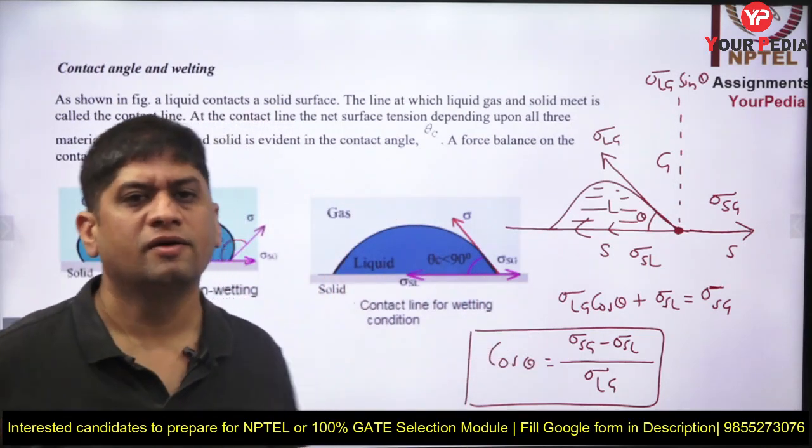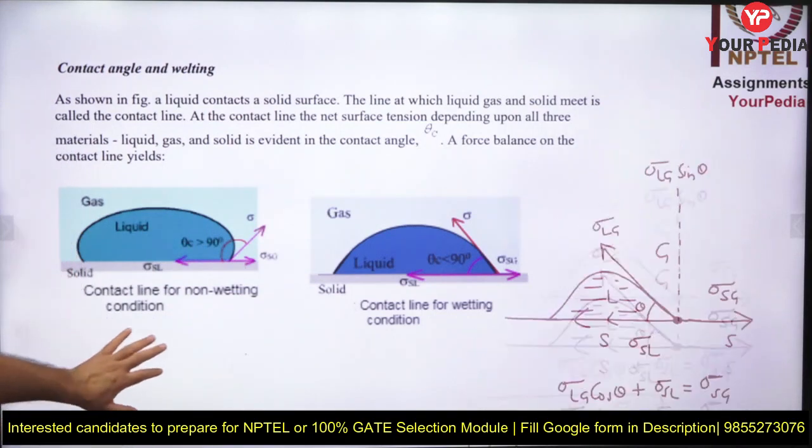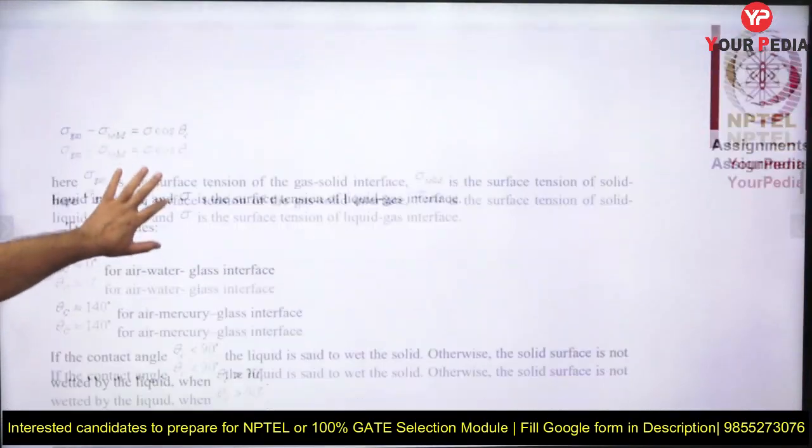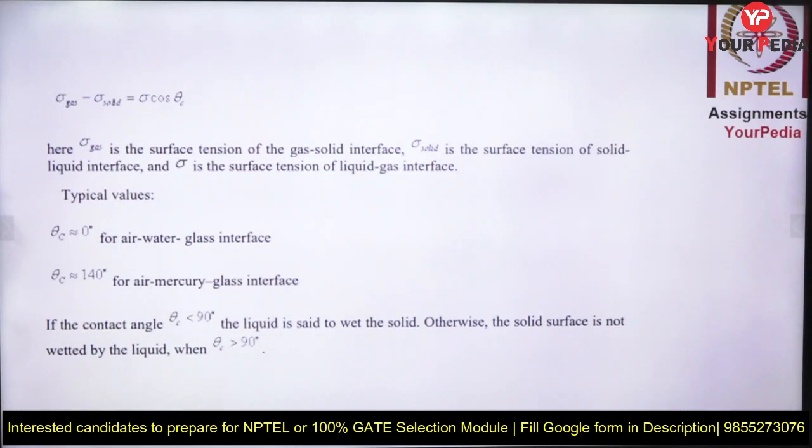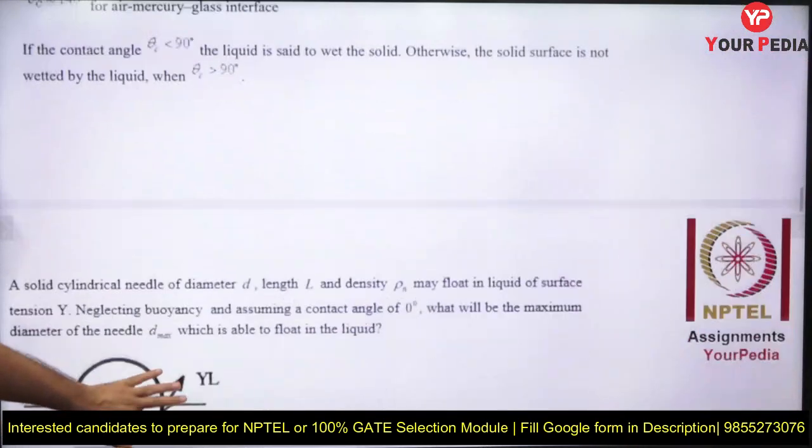So the angle of contact decides whether there will be proper spreading or wetting or not, this is how it is decided. Just remember that typical values of angle of contact for an air water glass interface is 0 degrees, and for mercury the angle of contact is 140 degrees. If the angle of contact is less than 90 degrees, then wetting of the surface is more, and if it is more than 90 degrees, wetting of the surface is less.